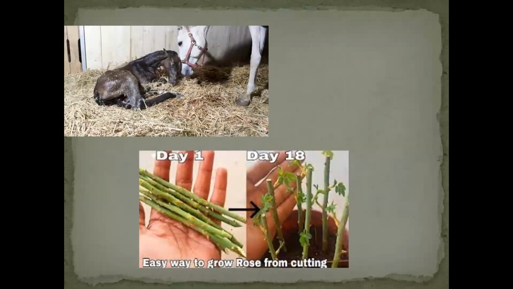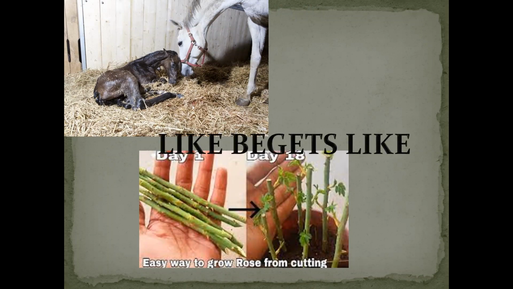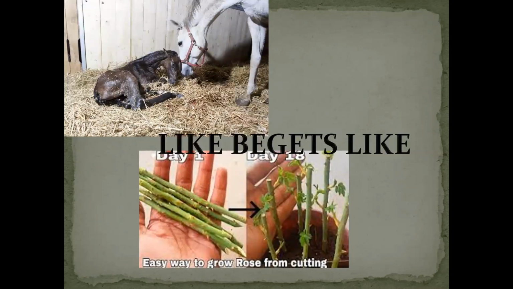When you take a rose cutting and grow it, obviously you will get a rose plant. A horse will give rise to a horse only. You will not get a donkey or a monkey. It will always be a horse. So there is one statement which says, like begets like. But are they exact copies? See, now in this mother and horse, the horse, this one is white, that one is black. They are not exact copies of each other.